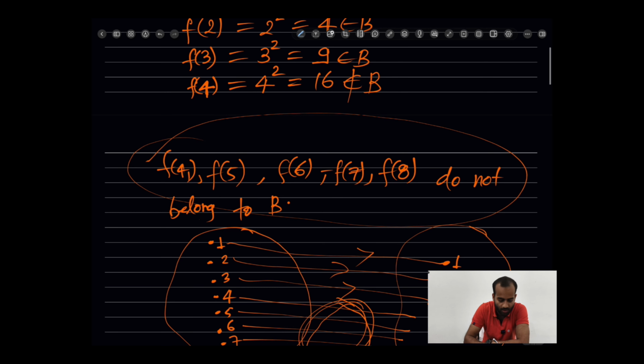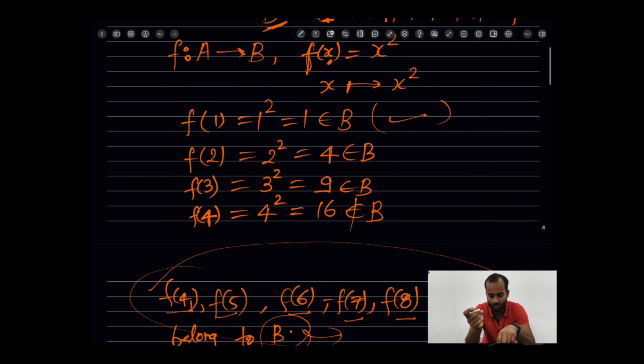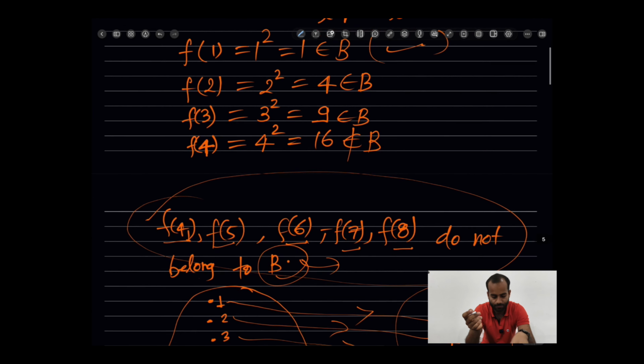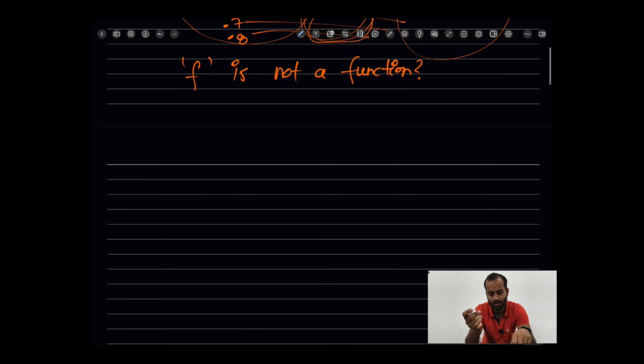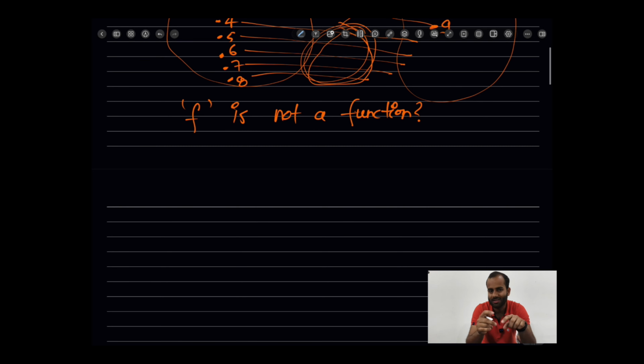So we see that f4, f5, f6, f7, f8 do not belong to B, because this set is small. It does not contain the images of 4, 5, 6, 7 and 8, and those are 16, 25, 36, 49 and 64. Therefore this f mapping is not a function.